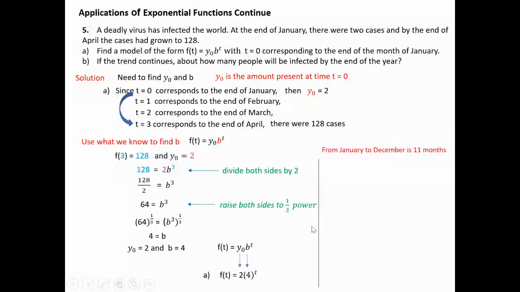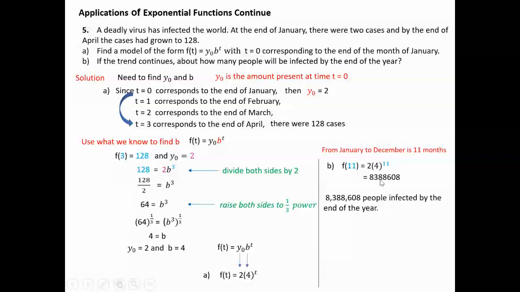Okay, now this is the first part of the problem here, right? This is part A. Now part B, the second part, from January to December is 11 months. So we're going to evaluate f of 11, which means I'm going to plug in 11 where the t is in the function. And now what we do is plug it into the calculator.